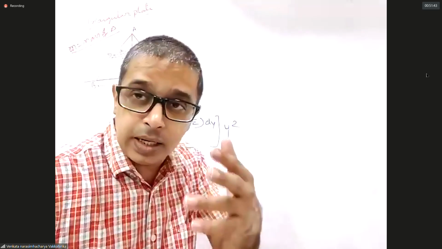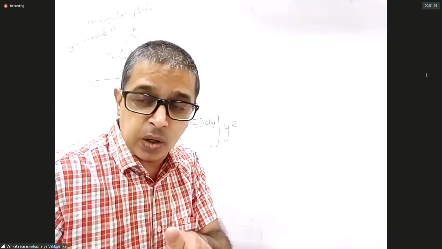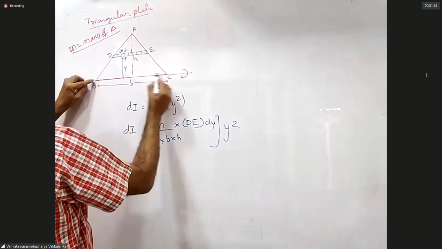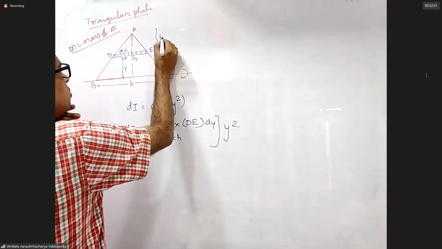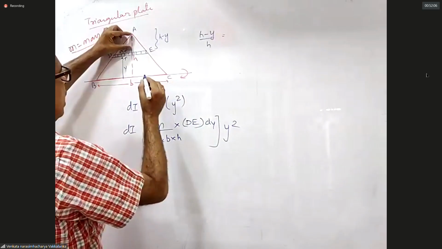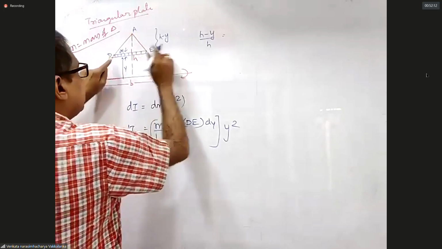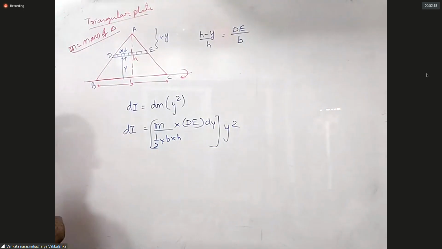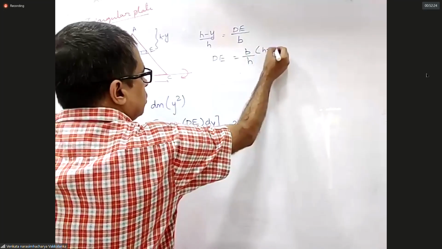Now something that we learned before we were born, similar triangles. ADE is similar to ABC. So this is h minus y by h: height of the smaller triangle divided by the height of the bigger triangle should be equal to the base of the smaller triangle divided by the base of the bigger triangle. So DE is equal to b by h into h minus y.